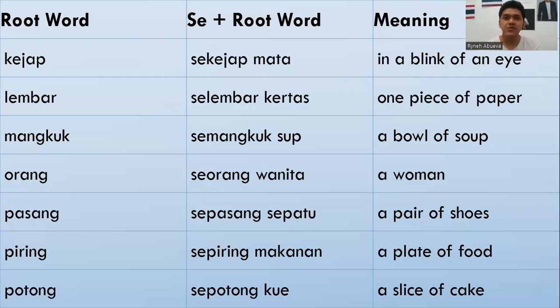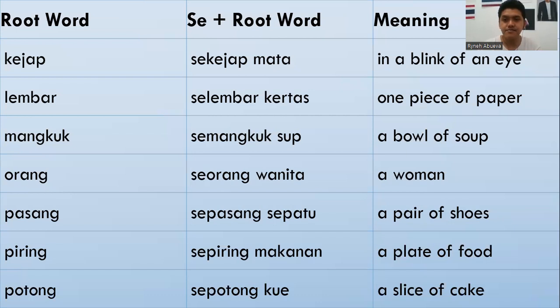Mangkuk. Mangkuk means bowl. Semangkuk sup. A bowl of soup. Orang. Orang is meaning a person. So it becomes seorang wanita. Seorang, or let's just say seorang, and place another noun. The example here is seorang wanita, meaning a woman.